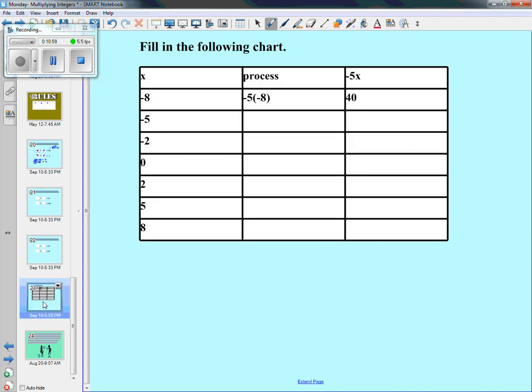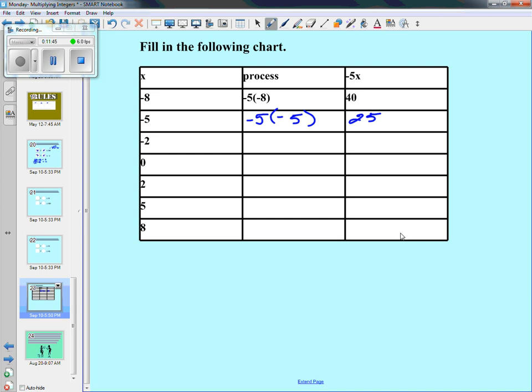Okay? Filling in the following chart. You have x, you have your process, and you have negative 5 times x. When you have the number and the letter right next to each other, it means multiply. So in this one, x is worth negative 8. So we'd take negative 5 times negative 8 and get 40. In the next set, x is worth negative 5. So this is negative 5 times negative 5 equals 25. Okay, so in your process, you can write negative 5 all the way down here because it's always going to be negative 5 times the x value. Then your second number will be your x value, and you'll write your answer over here in the last.